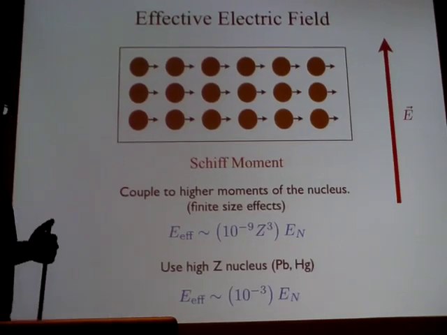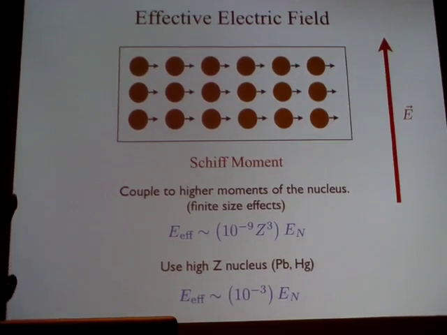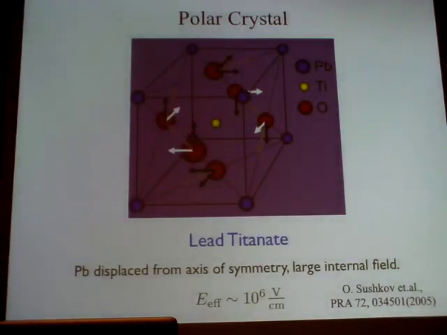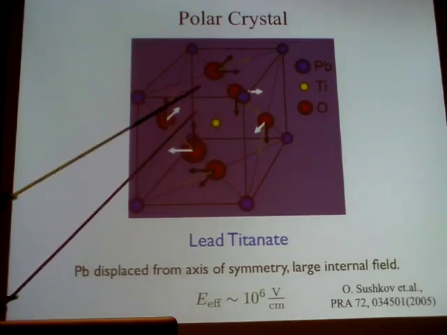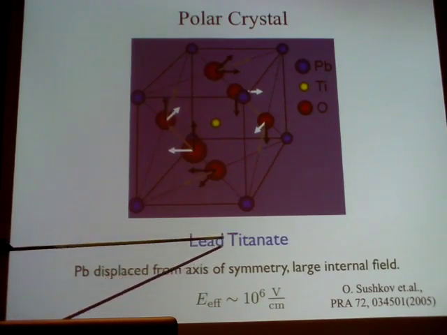But I already told you that I wanted a pretty large electric field, like 10 to the 6 volts per centimeter. And that has to exist on top of the suppression. So how the hell am I going to get that? The idea is that one can use what are called polar crystals. Polar crystals are crystals where the central atom in the system does not have an axis of symmetry. An example of this is lead titanate.